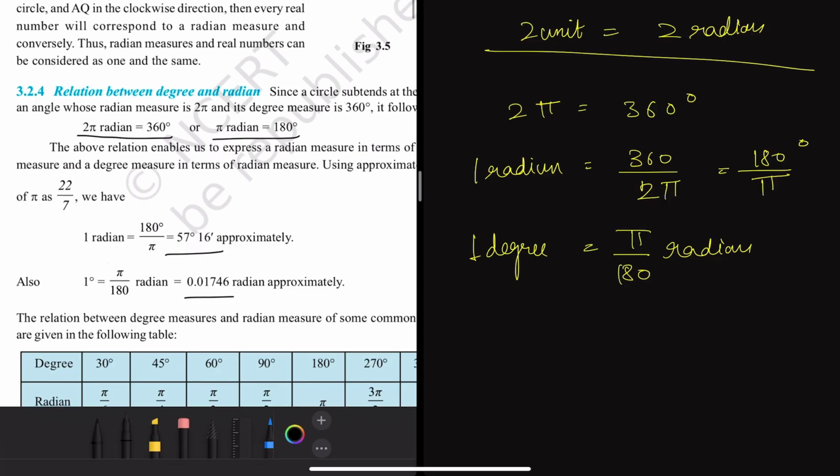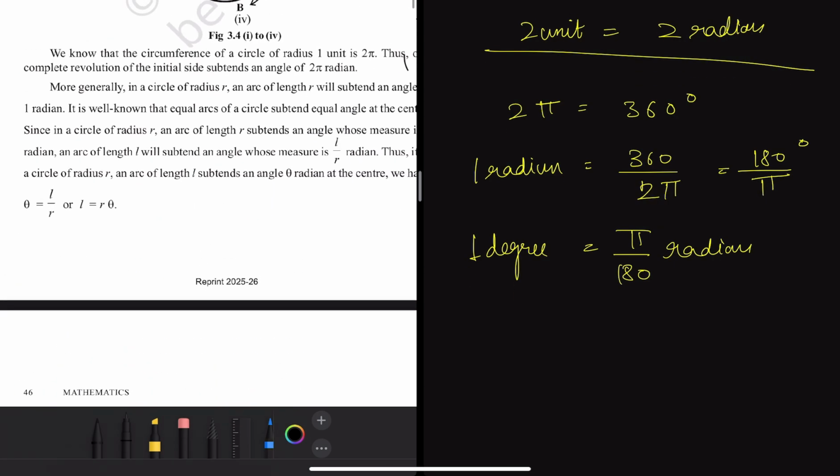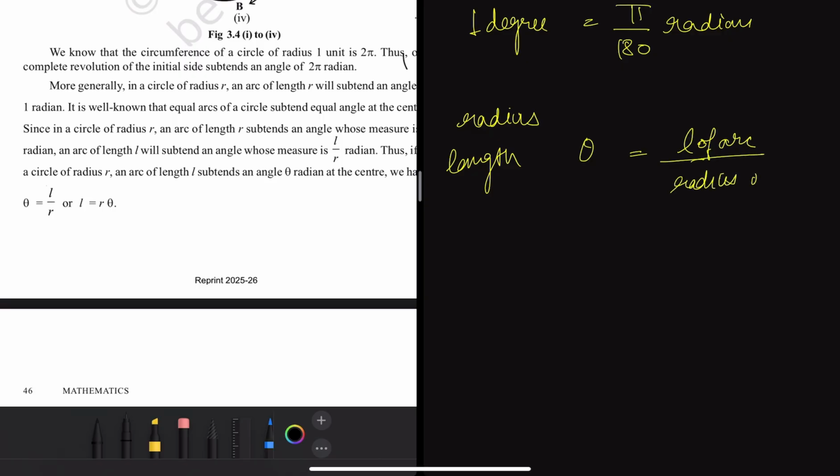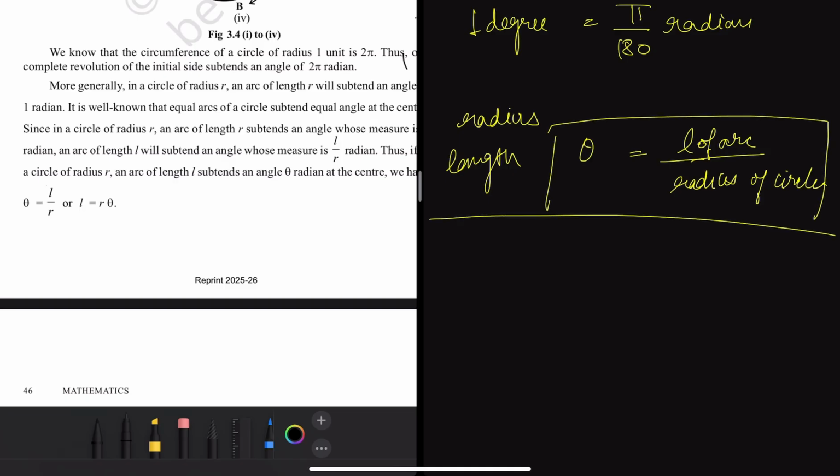Okay, and just one thing that we left was that if you are given a circle of any radius, let's say, not always are you given a circle of 1 unit, right, and L is the length of arc subtended at the circle, then the angle that it will subtend is theta radian, where theta will be equal to length of arc upon radius of the given circle. This is the formula of finding the angle subtended by an arc of a certain radius of a circle.